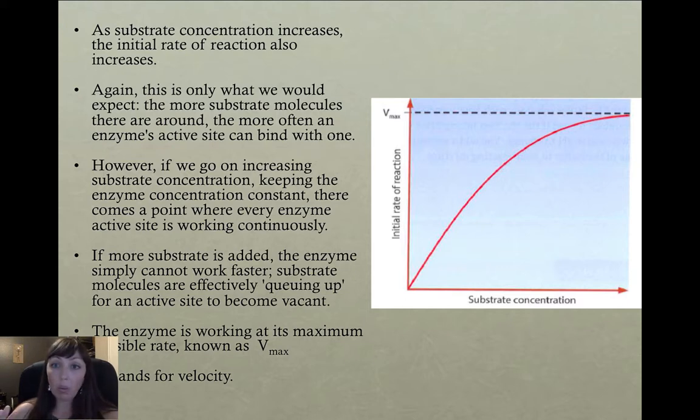However, if we kept increasing the substrate concentration and we kept the enzyme concentration the same, there comes a point where every enzyme active site would be working continuously. And even if you added more, the enzyme could not work faster. So the substrate molecules are effectively queuing up for an active site to become vacant. The enzyme is working at its maximum possible rate, and this is known as Vmax. And V stands for velocity. Okay, so at that point, the enzyme becomes the limiting agent in this chemical reaction.